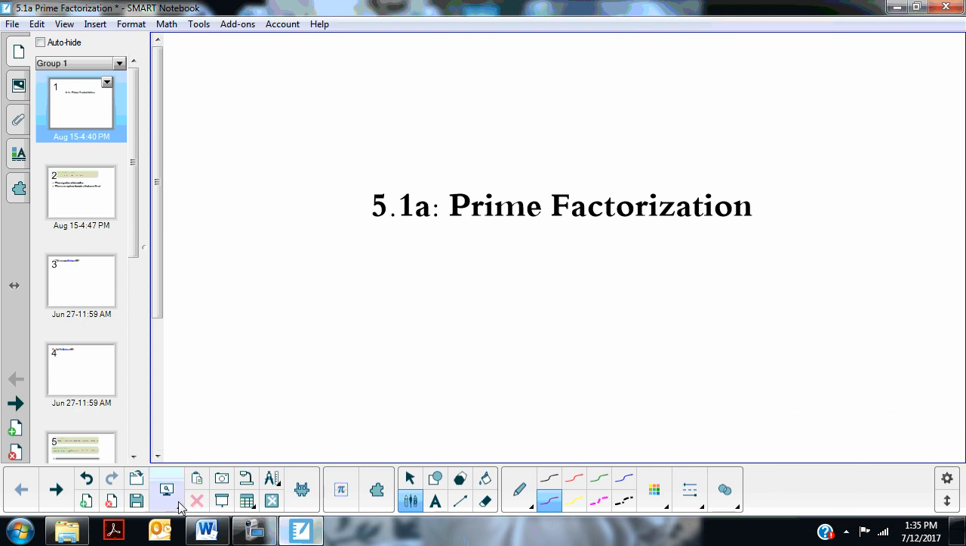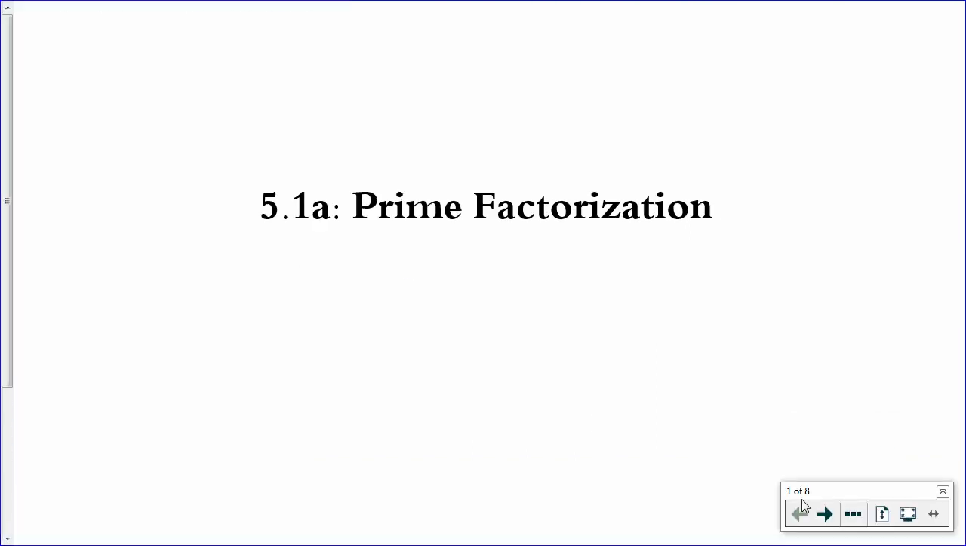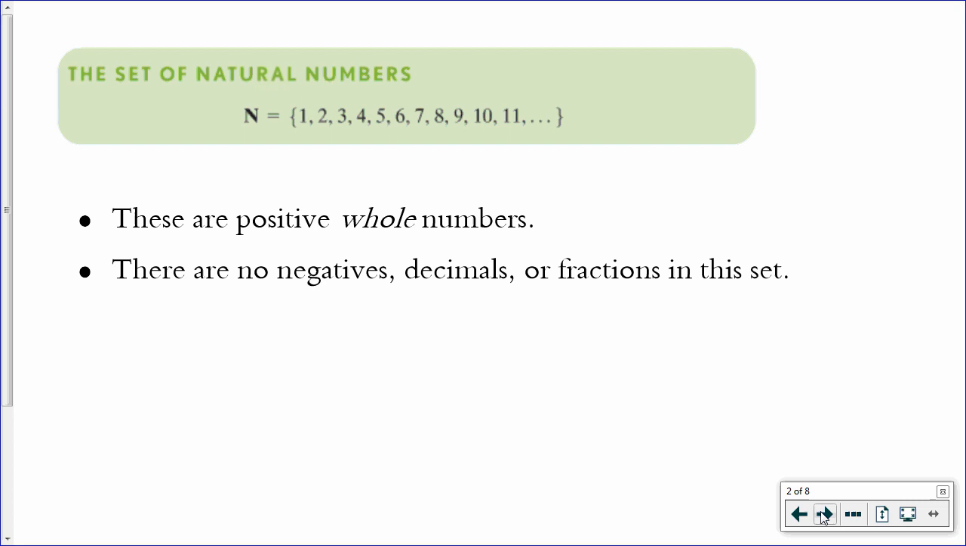In this video, we're going to be talking about prime factorization of numbers, starting with a couple definitions. So we need to start by defining what the natural numbers are. The natural numbers are positive whole numbers, so like 1, 2, 3, 4, 5, etc. No zero on that list, and indeed no negatives, no decimals, no fractions. So those are the natural numbers.